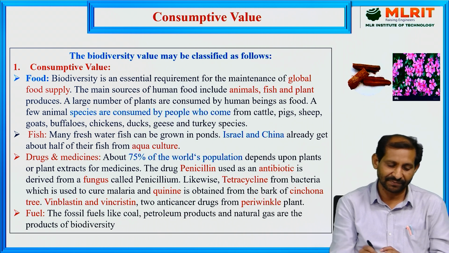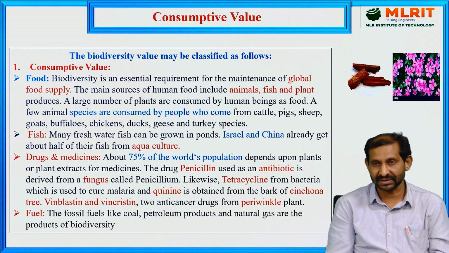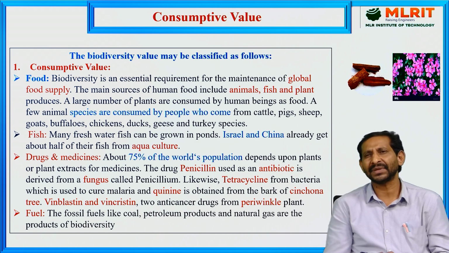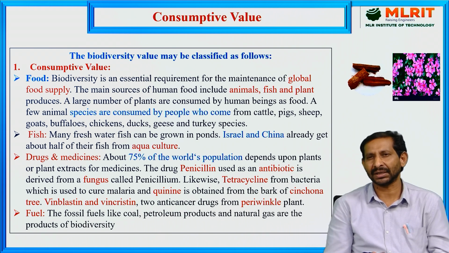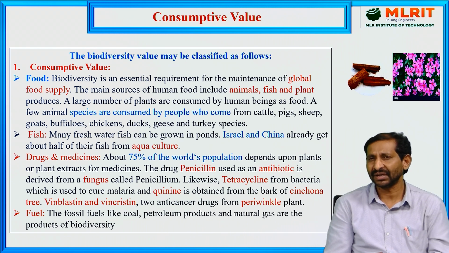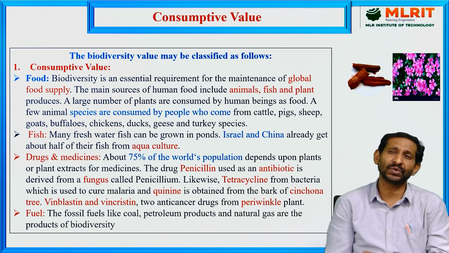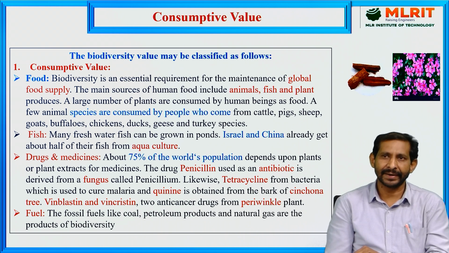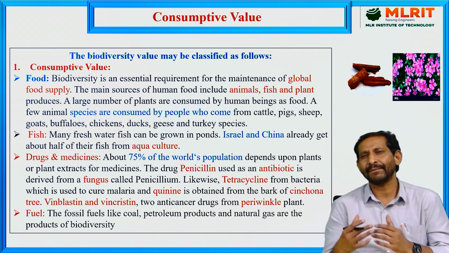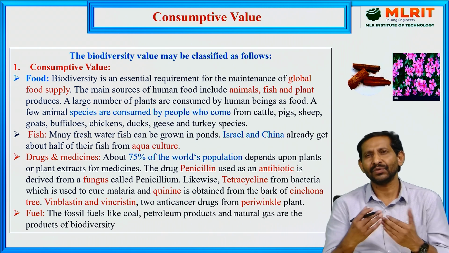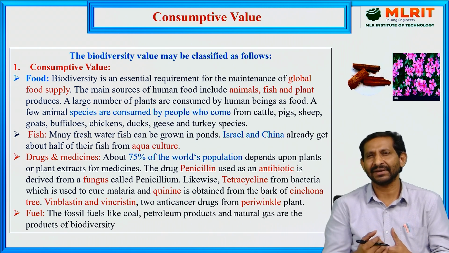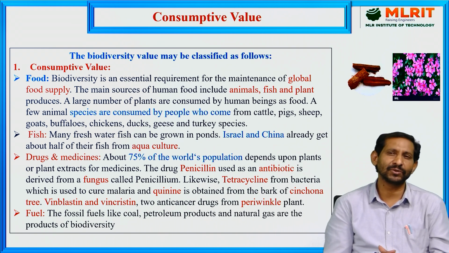Tetracyclines are isolated from different bacterial sources. And quinine, an alkaloid, is isolated from the bark of the cinchona plant. That cinchona quinine alkaloid is mostly used as an anti-malarial drug. So a lot of products are given by different ecosystems or diversities and consumed by human beings; that comes under the category of the consumptive value. These are only some of the examples explained.